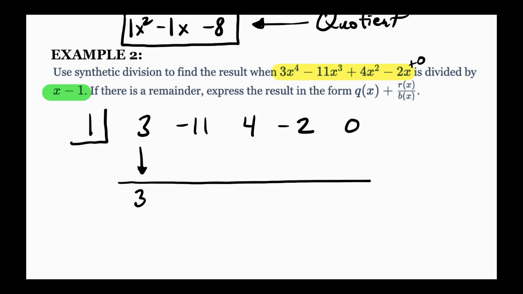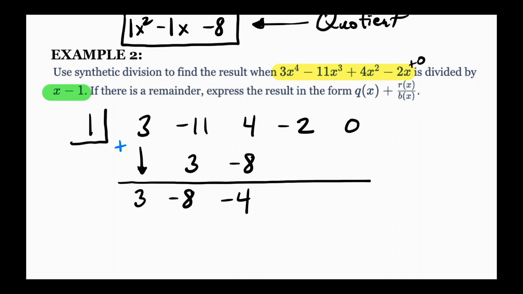Then we multiply the 0 out in front with the number we have. So 3 times 1 is 3. Always add straight down. Always add straight down. Okay. So I have negative 11 plus 3, negative 8. Okay. Multiply again. Negative 8 times 1, negative 8. Add straight down, I get negative 4.